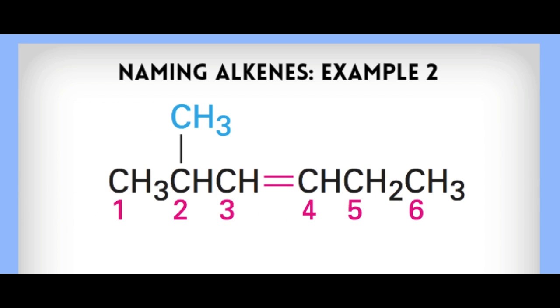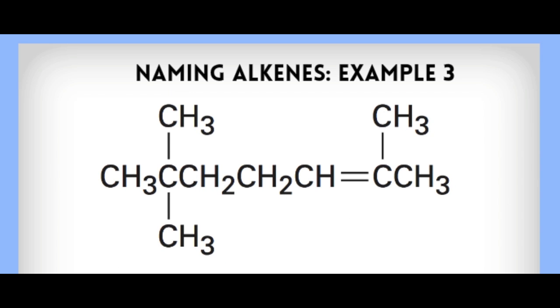Here's another example. So here we have the longest chain is going to be 6 carbons, and it's going to be the 3rd carbon with a double bond, and the substituent is a methyl group on carbon 2, so therefore 2-methyl-3-hexene. Why is it hex? Because there's 6 carbons. Why is it ene? Because it's an alkene. And the reason why you put 3-hexene is that tells you where the double bond is.